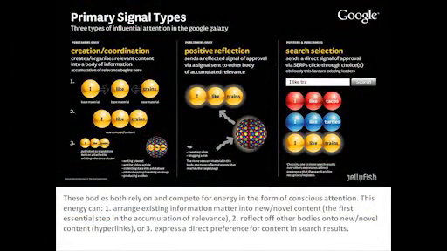Zoom in. These bodies both rely on and compete for energy in the form of conscious attention. This energy can, 1, arrange existing information matter into new and novel content, the first essential step in the accumulation of relevance. 2, reflect off other bodies onto new and novel content, hyperlinks. Or 3, express a direct preference for content in search results.